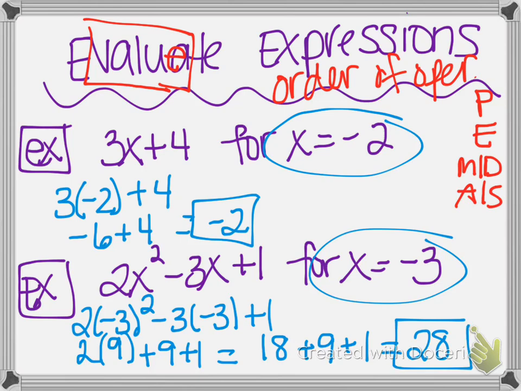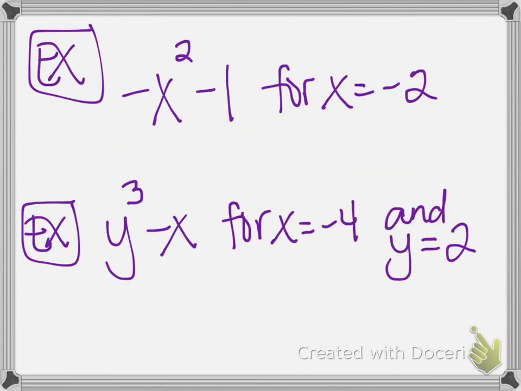So be really cautious when you're multiplying two negatives, they equal a positive. And also, when you have an example like this one, 2 times negative 3 squared, that you do the negative 3 squared first. Let's take a look at a couple more examples, and then I'm going to give you some to try.